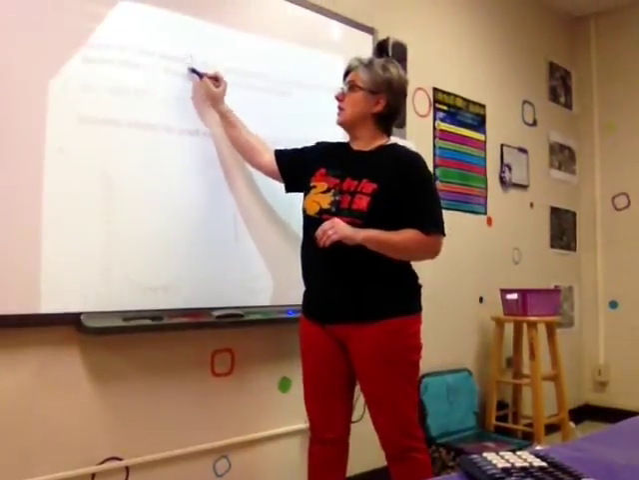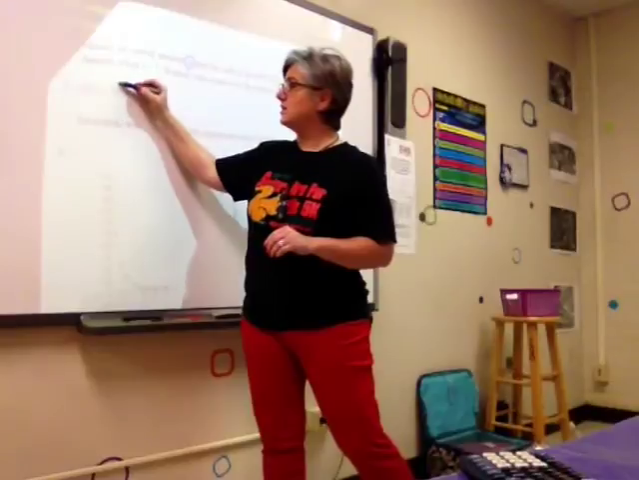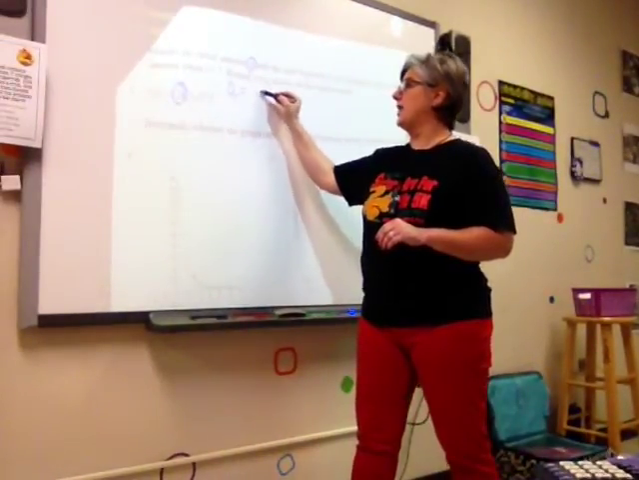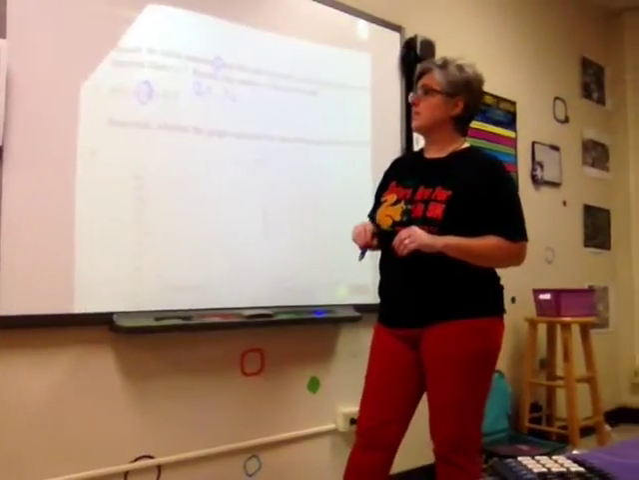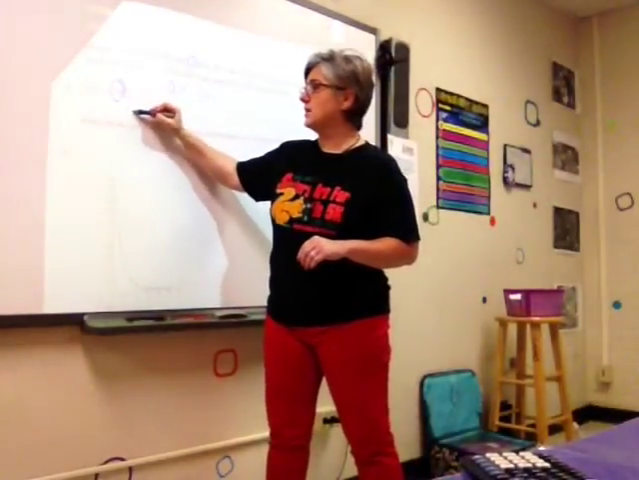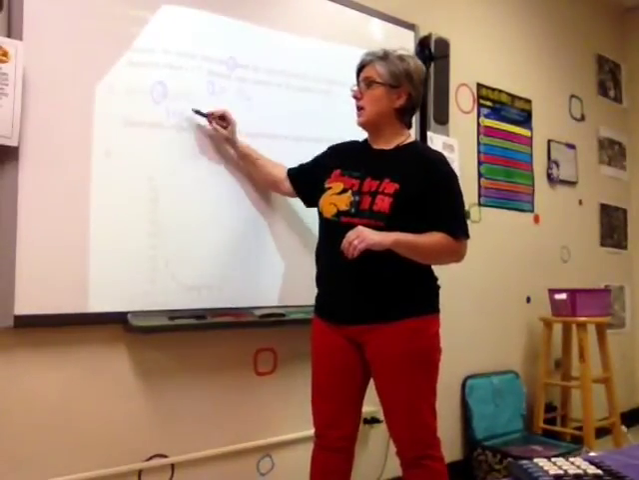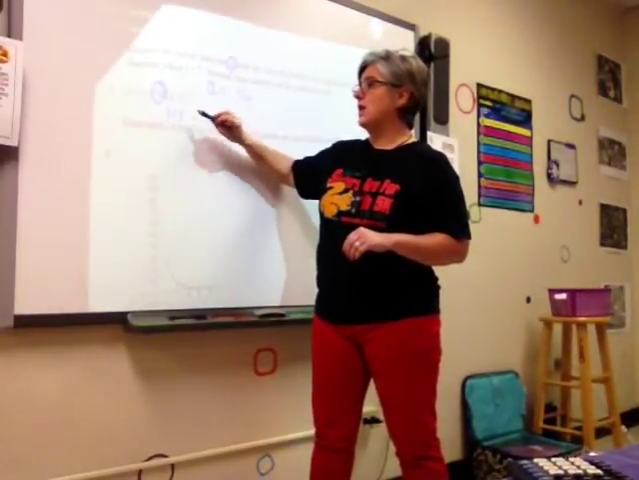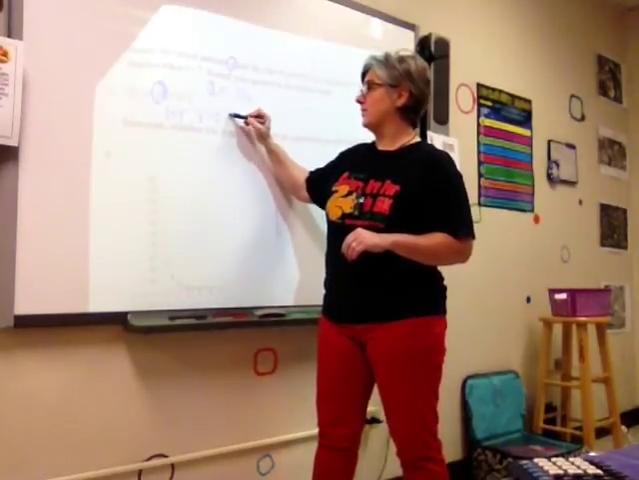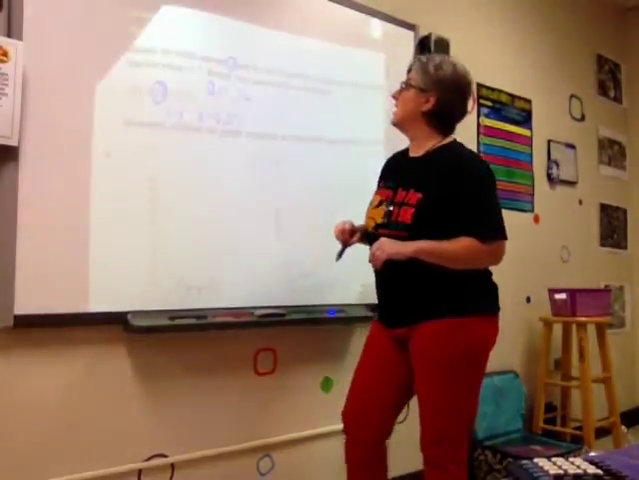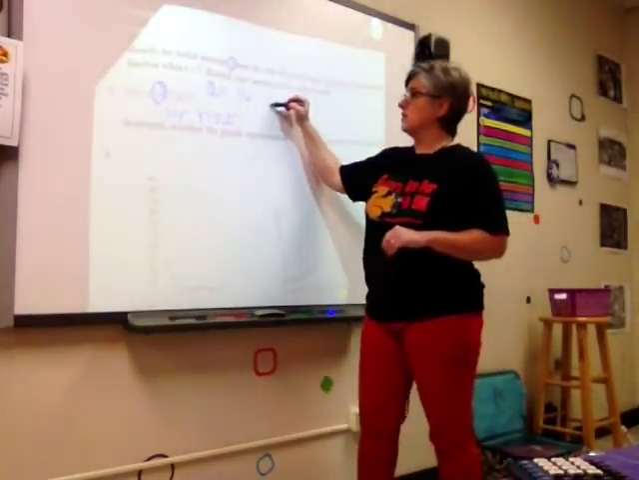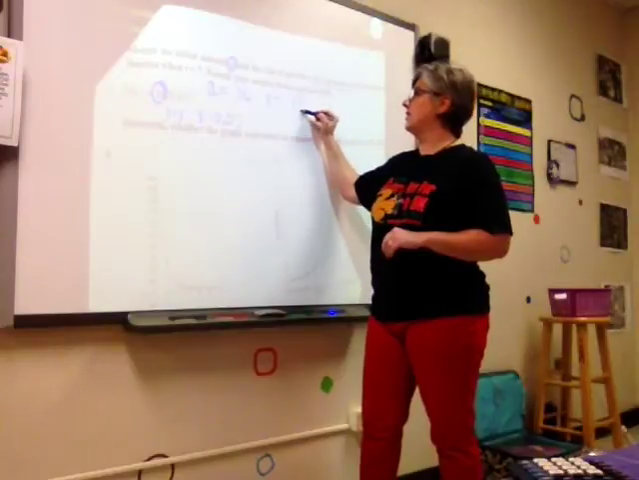So a, the initial value, is this number out front. So the initial value is 36. r is the rate of growth. Remember, inside the parentheses, it's 1 plus r. This is 1.07. That means r is 0.07. And it says to give it as a percent. So r is 7%.